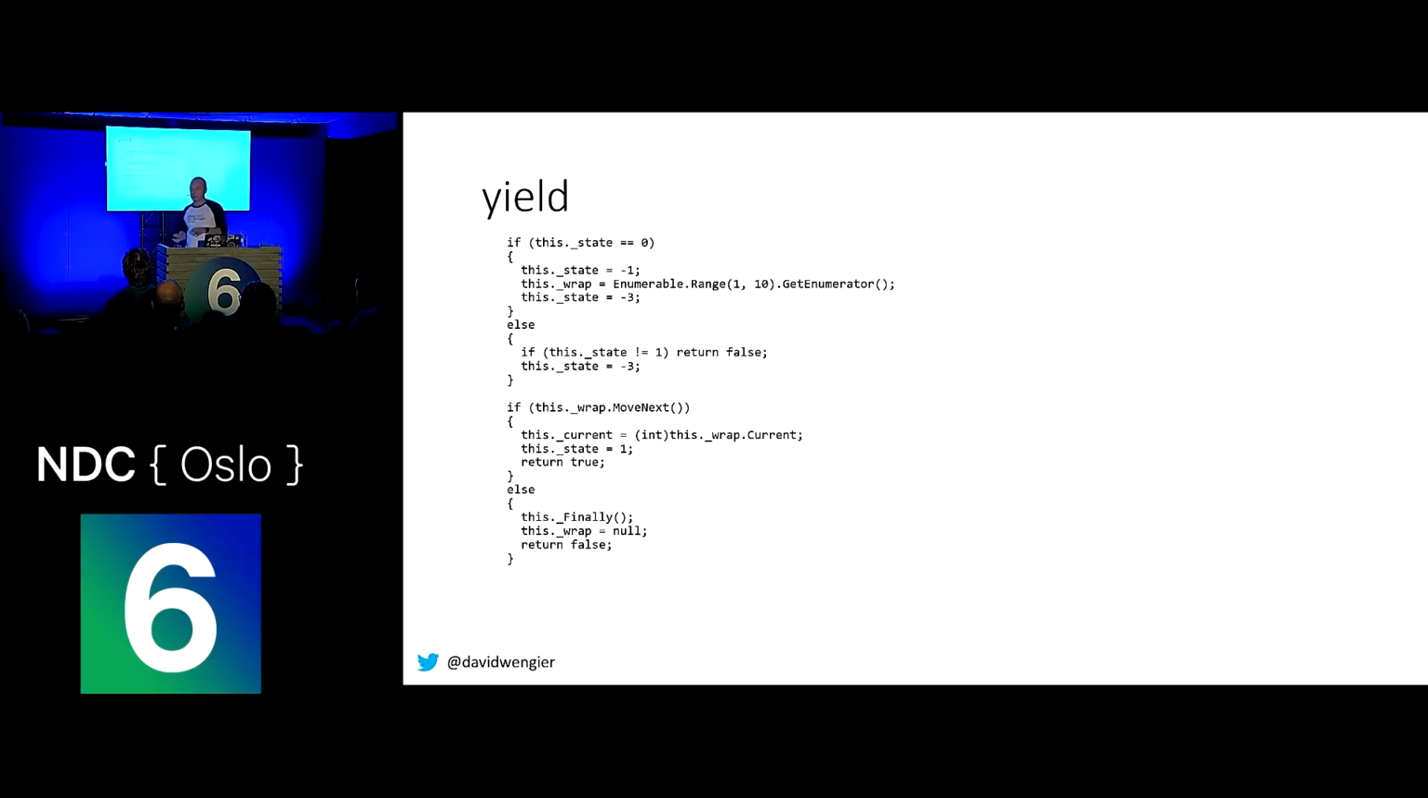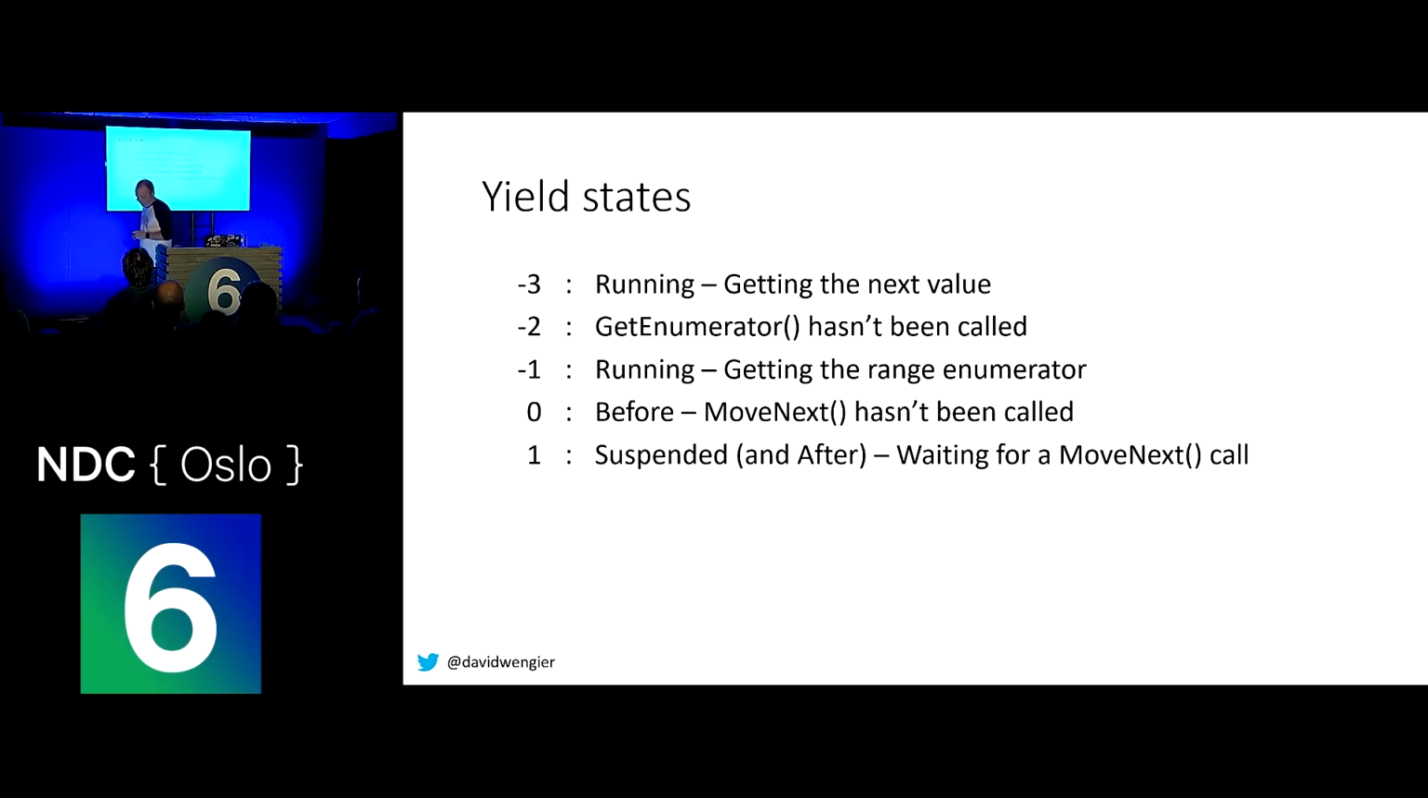This kind of gets a bit hairy. So we've got a new state now, right? -3 is running, but getting the next value. -1 is also running, but it's getting the other enumerator. -2 is the same, we're doing our thread stuff. 0 is the same, we're waiting. But now we've only got one state. We are suspended, current is ready for you to use, and we're waiting for MoveNext call, but it's also finished because we don't know when it's finished. So that's kind of weird.